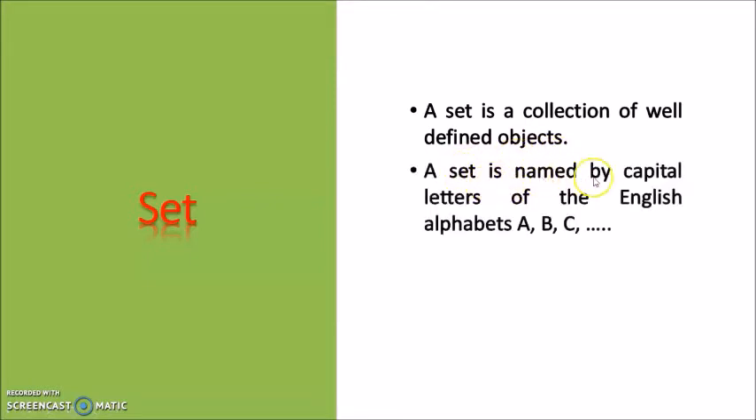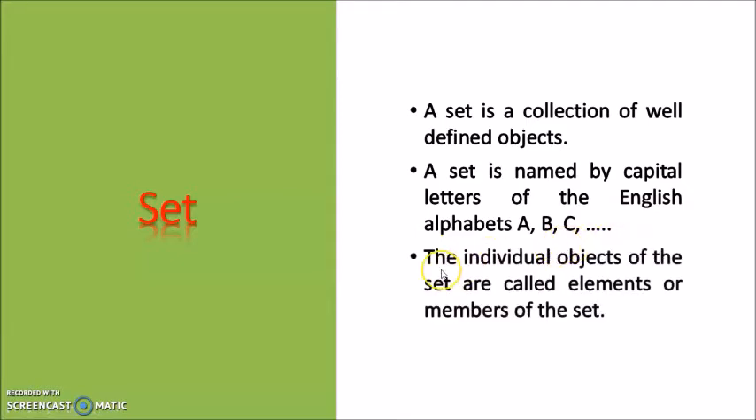Next, naming of a set. A set is named by capital letters of the English alphabet. Any letter A, B, C, D, etc., A to Z, any letter you can name it. Third, members or elements of the set. The individual objects of the set are called elements or members of the set. Who are the members of the set of the class 9th standard? You children.